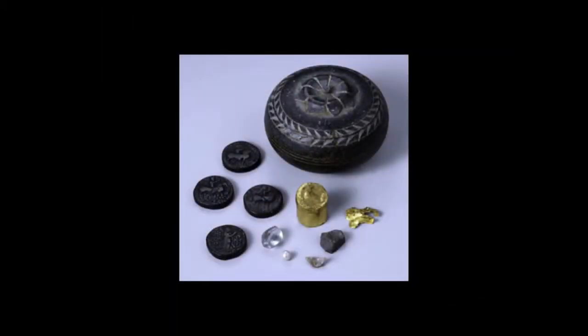This is an example of a reliquary. These are the kinds of relics you might have inside of the reliquary. This is a Gandharan reliquary, and you can see gold and crystal and pearls, and also important objects, different seals.